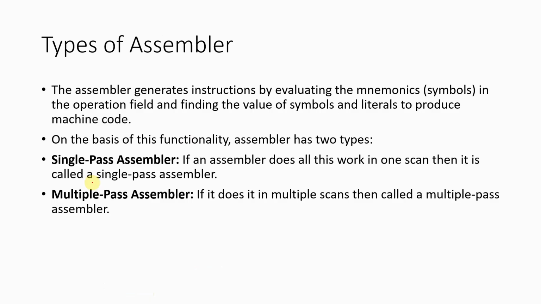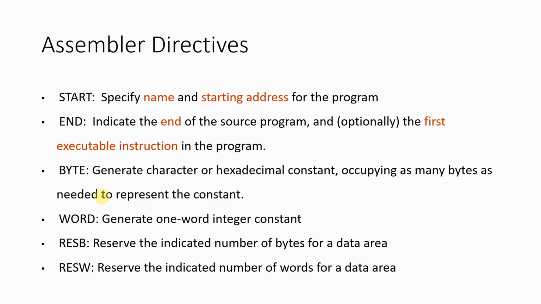There are two types of assembler based on how it generates the instructions. One is the single pass assembler, which will do its work in one scan. The other is the multi-pass assembler, which will do the conversion of the assembly to object code using multiple scans.